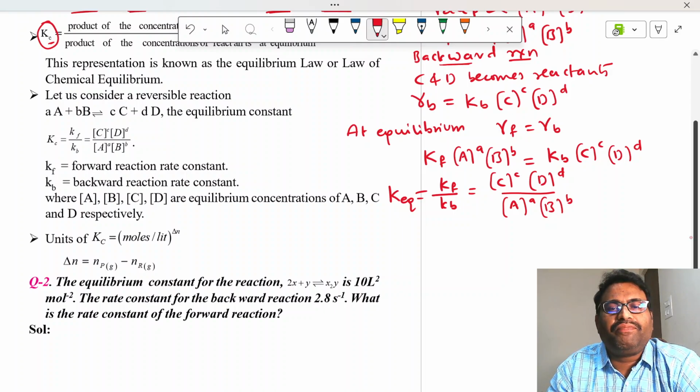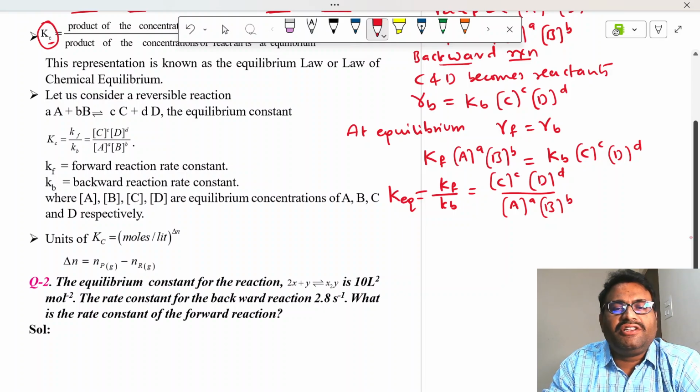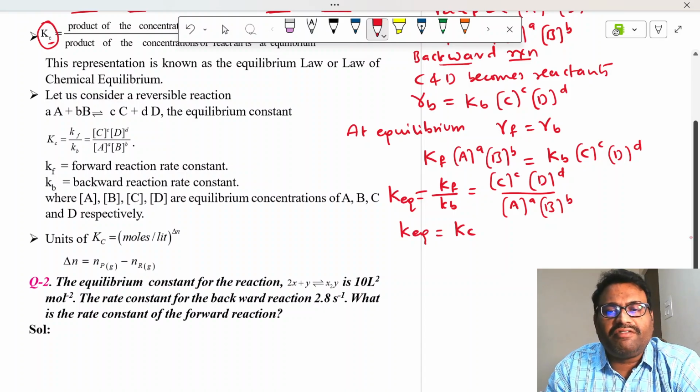As the products and reactants are represented in concentrations, this equilibrium constant is called Kc. Why are we mentioning it as Kc? Because the reactants and products are represented in concentration terms. That is the reason why this equilibrium constant is also called Kc.